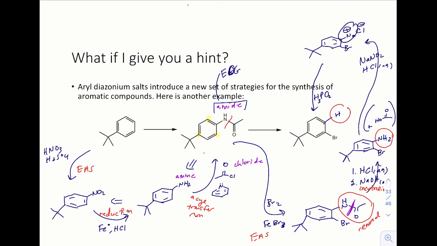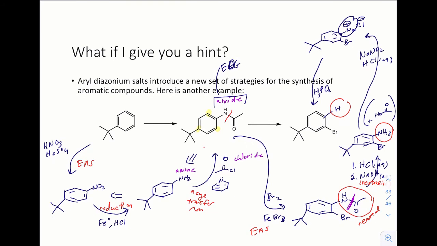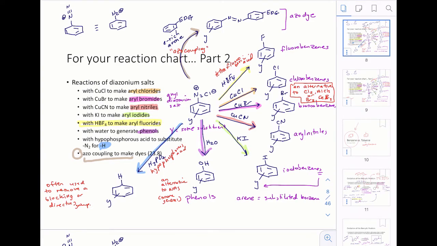It served its purpose. So as we can see, synthesis of aromatic compounds can get a bit complicated, but we can do it by just thinking critically about the reactivity of these different substituents. There's just one more reaction of aryl diazonium salts that we must learn, and that is the azo coupling to generate these dyes. Let's give it a shot now.